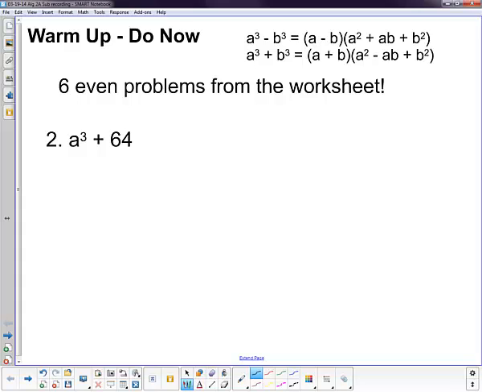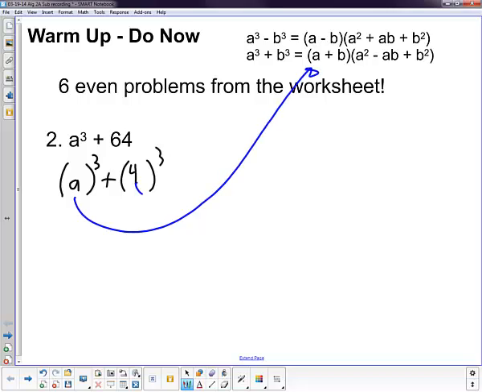Recall to first start solving these problems, what you want to do is go ahead and figure out what's being cubed. I suggest writing them inside of a parentheses type of format. So I want to ask myself, what is it that cubes itself to get to a cubed, and that's a, and what cubes itself to get to 64? In this case, 4. Once I have those two numbers, all I have to do is essentially take both of these and plug them into whichever of these two formulae work. In this case, the bottom one with the plus signs, which match.